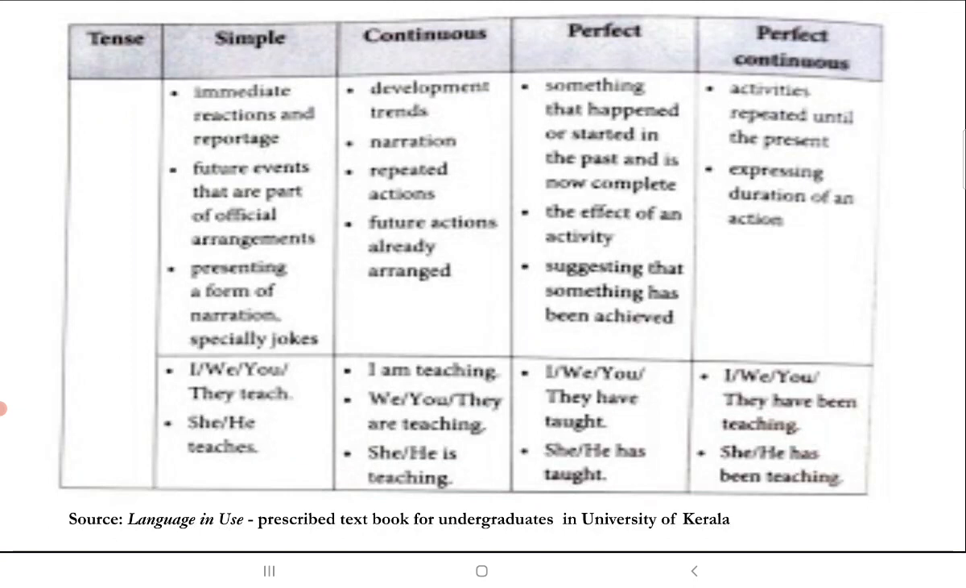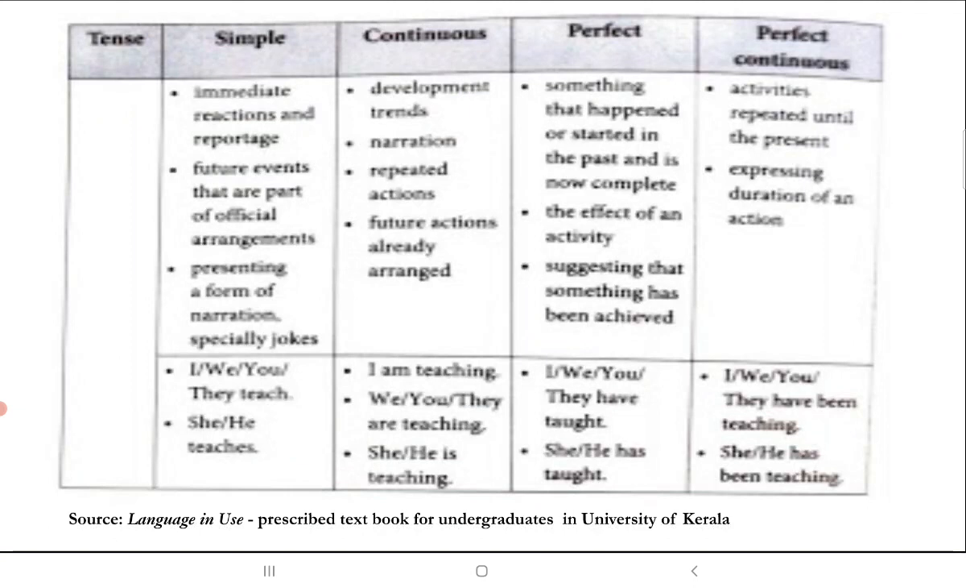Present continuous helps to explain development trends, in the sense that one action is going on, narration, repeated actions, future actions already arranged, etc. Like I am teaching, you are teaching, they are teaching, he is teaching. Then coming to present perfect: something that happened or started in the past and is now complete. They have taught, she has taught. Have and has indicate the tense there.